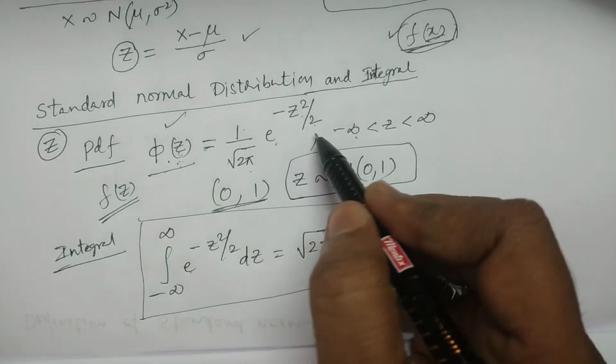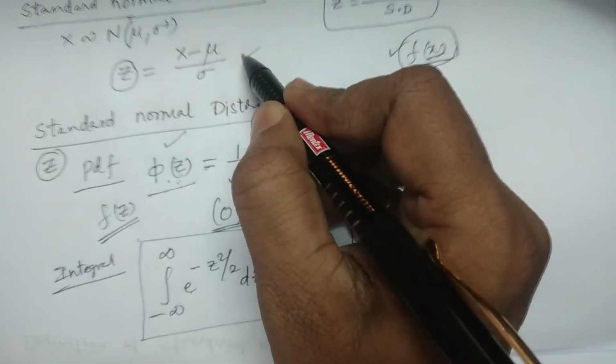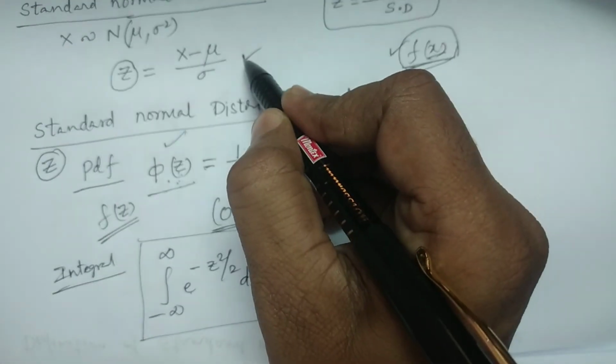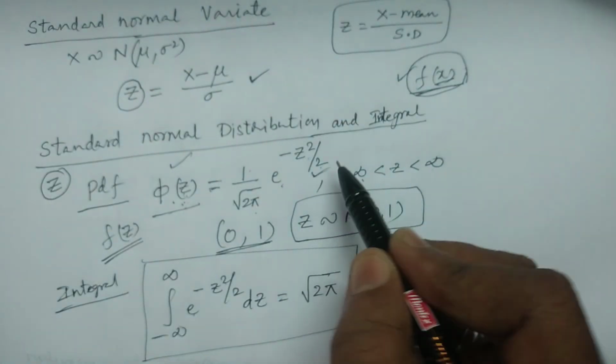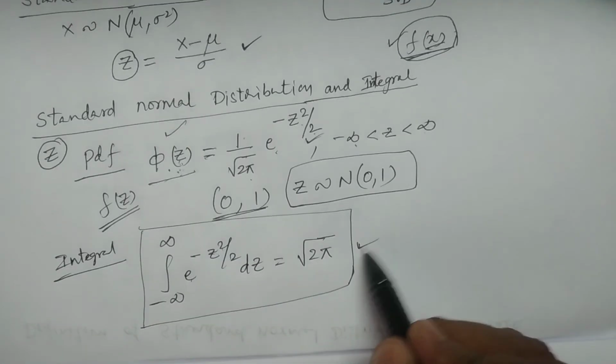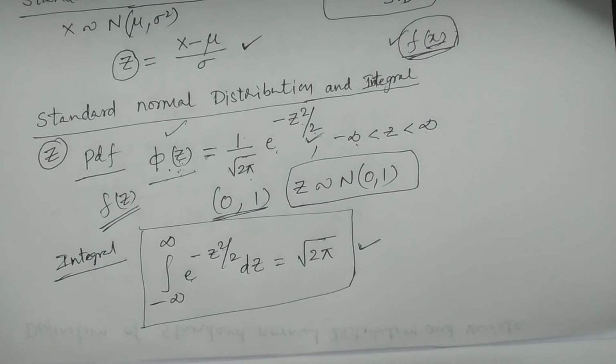This is the standard normal distribution definition. This is the standard normal variate. Standard normal variate, standard normal distribution, standard normal integral. These are the three definitions we have learned in this class, which are very important. Thank you so much.